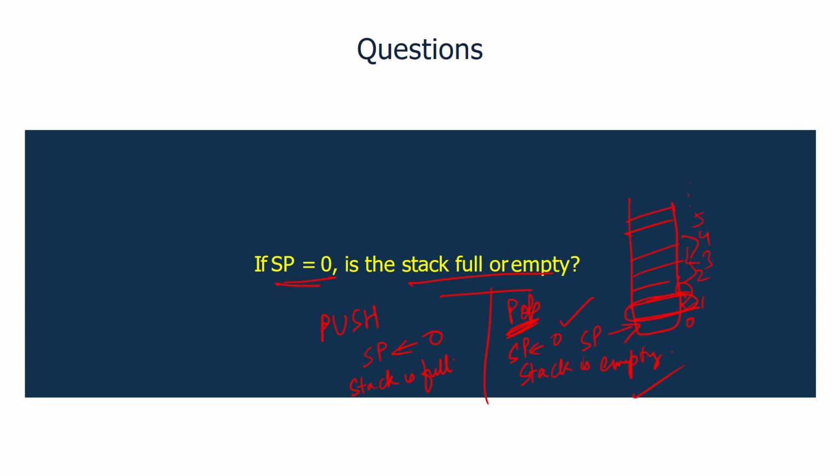But in case of push, if I am pushing something, I am putting content here, and I am reaching the top of the stack somewhere here, and then again I am pushing, I reach here. In that case my stack is full. So only by saying my SP is equal to 0, we can't say the stack is full or empty. It depends on push and pop. If we are doing push, my stack will be full on reaching SP equal to 0. If I am doing pop, my stack will be empty after reaching this location.